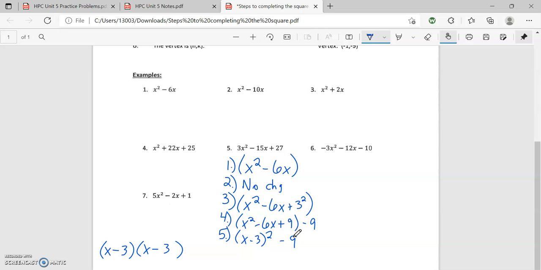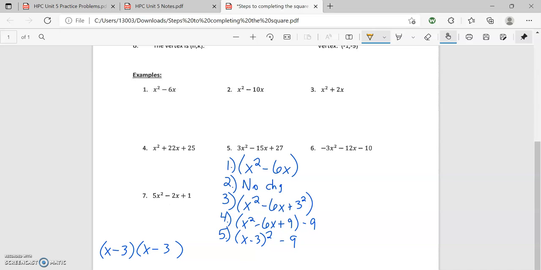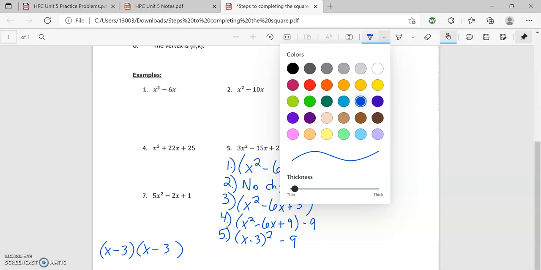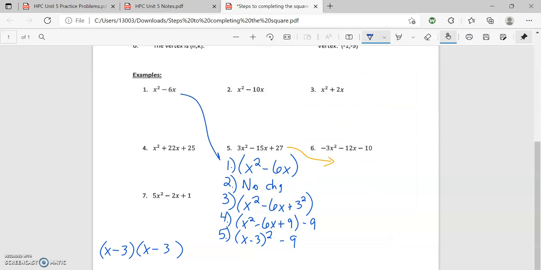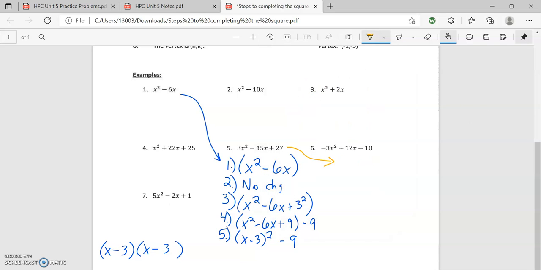Looks like I did number 5. So number 5, I'll change color here. What do you say we do orange? Sure. Make it stand out. So here's number 5. So let me go back. And number 1 goes down here. Okay. Here we go. So number 5, we do have a few extra steps.